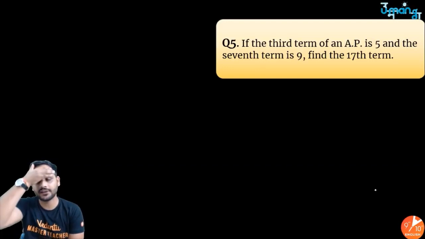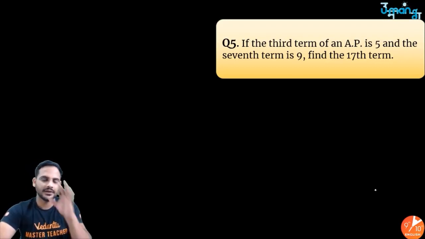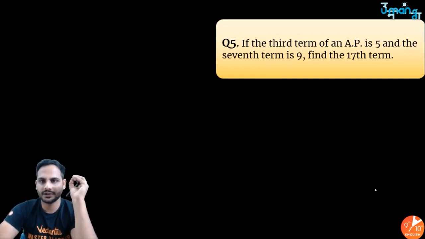Now let's go for the next question. If the third term of an AP is 5 and the seventh term of an AP is 9, find the 17th term. Now in this question, till now in whatever problems we have solved, the first term as well as the common difference was given to us, but here they have neither given us the first term nor the common difference.